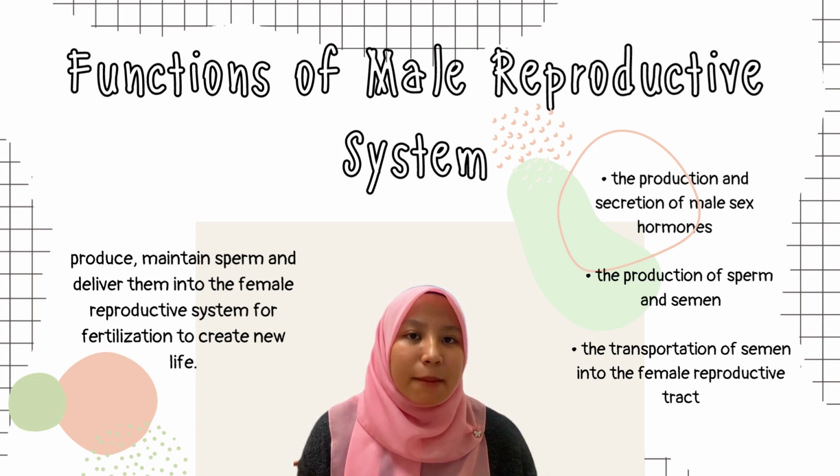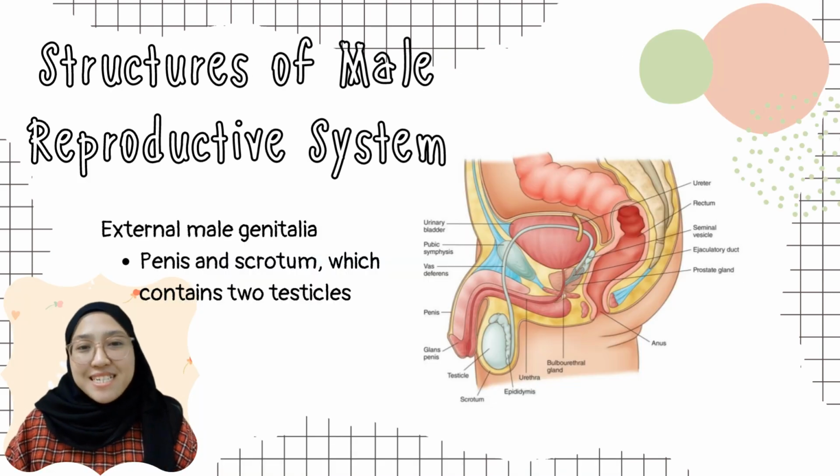So basically, male reproductive system are about the production and secretion of male sex hormone, the production of sperm and semen, and last but not least, the transportation of semen into the female reproductive tract. So, as we see in the slide, these are structures of male reproductive system.